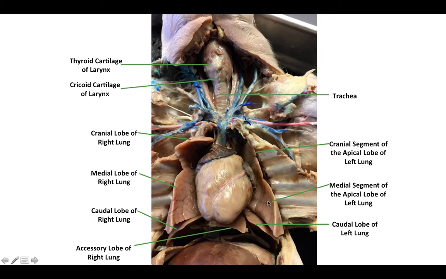If you're writing answers down on a quiz or exam, your answers, especially on the left side, may be quite long. For a complete answer to get full credit, for example, if the pen is in this part of the lung, you would need to put cranial segment of the apical lobe of the left lung. So just make sure that you put your complete answer down for those.